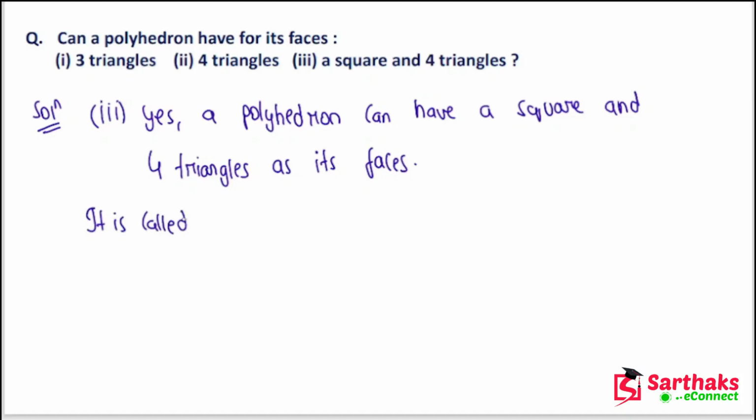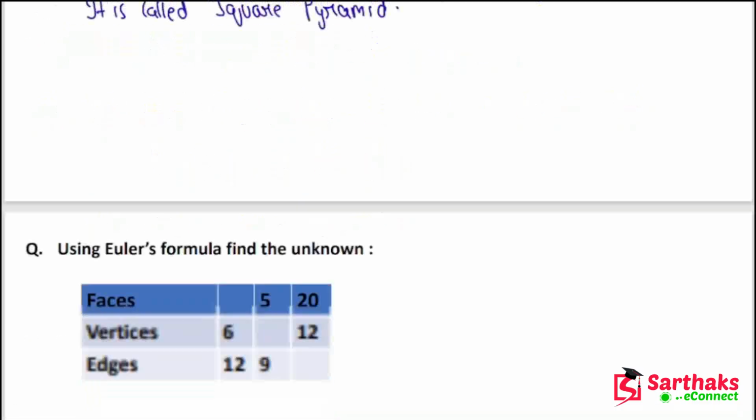Yes, it is called square pyramid, right? So yes, a polyhedron can have a square and 4 triangles as its faces. It is called square pyramid. So it is very simple. Let us move on to the next question.